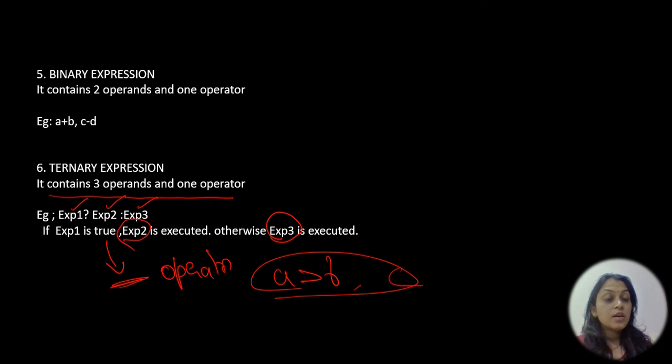So what do you understand from this? First, what is an expression? A simple equation that you reduce to a single value is an expression. So the different types of expressions are primary expression, postfix expression, prefix expression, unary expression, binary expression and ternary expression.